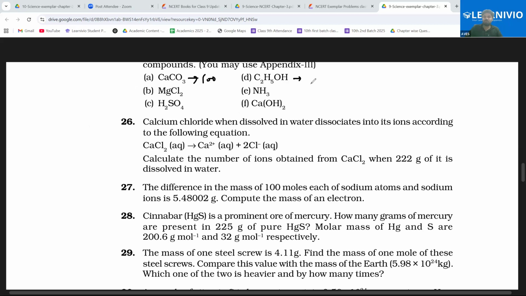95. 25. Even two carbon atoms have 24 mass. It's a 46. Okay, this one. 95. 95. This one.